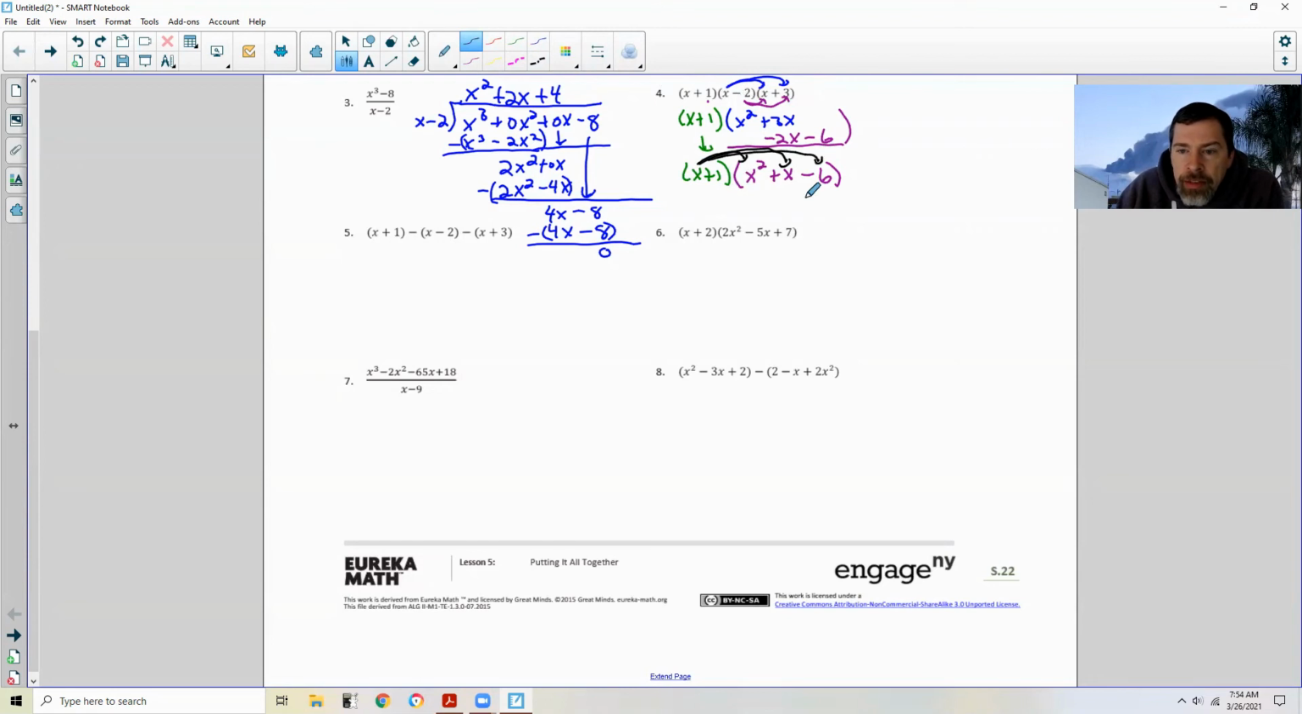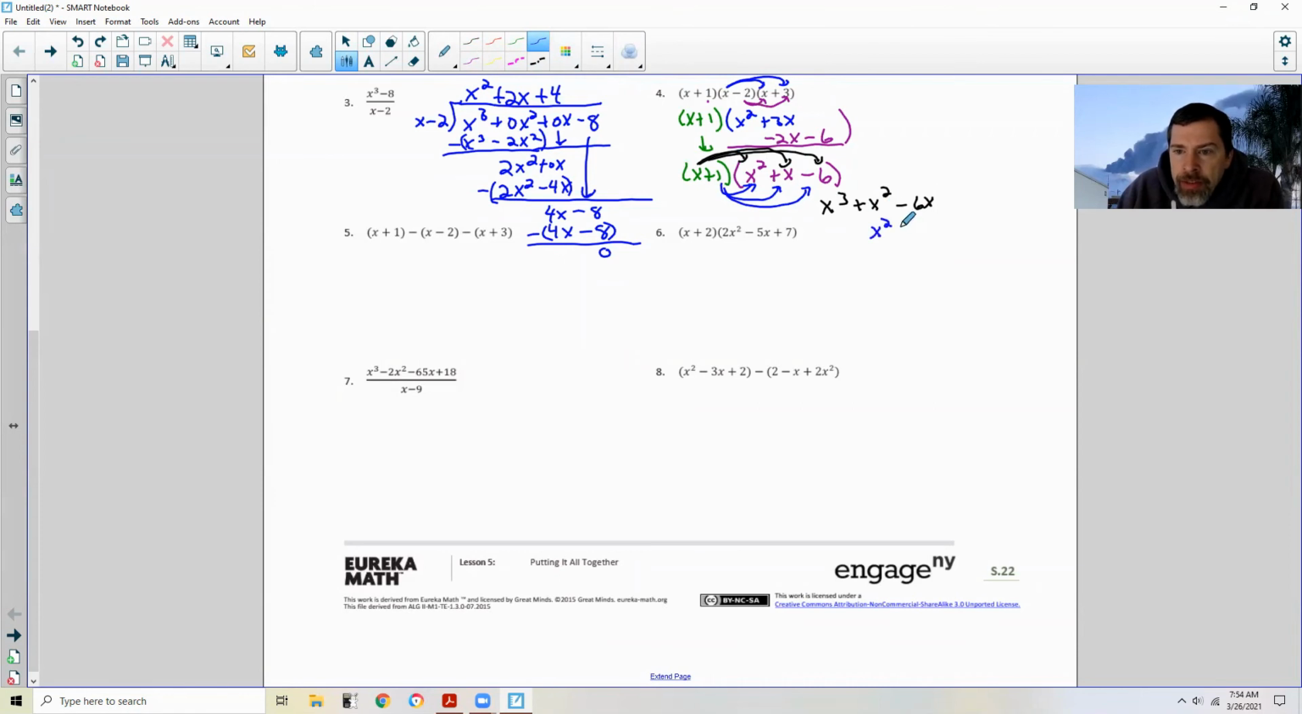So x times x squared, I'll write it over here, is x cubed. X times x is x squared. X times a negative 6 is negative 6x. And then when I do the next row, the 1, I'm going to line up the like terms and distribute the 1. So that is going to give me 1 times x squared, which is x squared. I'll put that under the x squared.